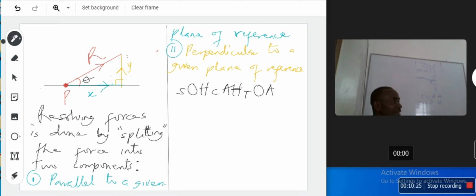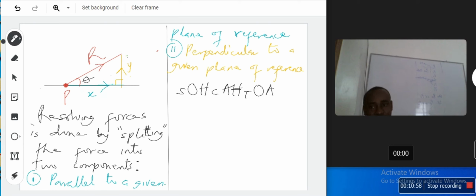Yeah, you are right. X over R. Excellent. Cos is adjacent over hypotenuse, isn't it? Which side is adjacent with reference to the angle theta? X is adjacent. Which side is opposite? Y is opposite. And R is what? Hypotenuse.